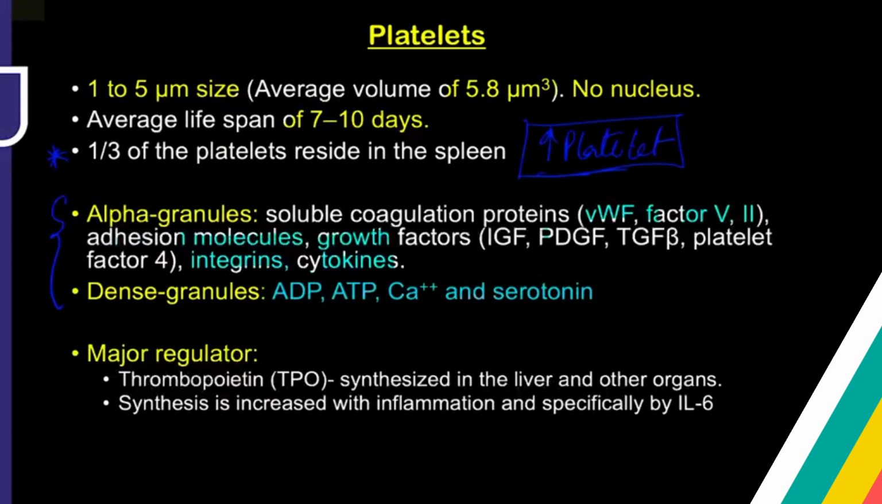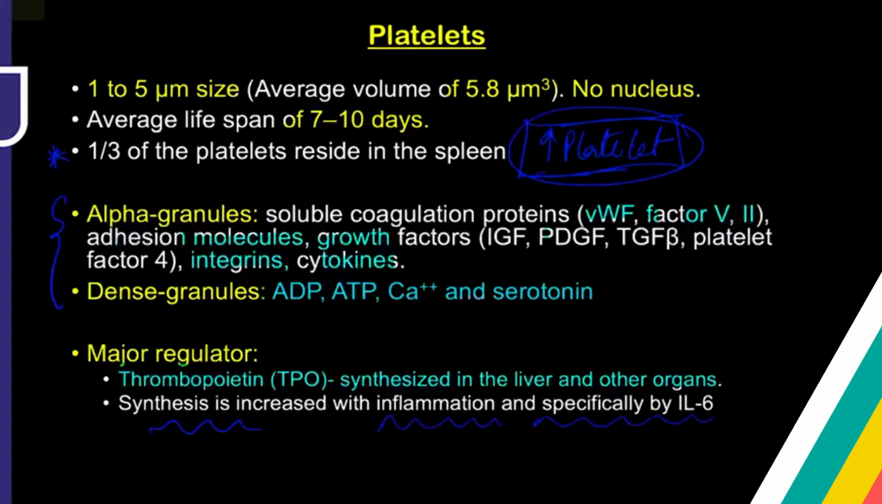This is important. The major regulator of platelet production is thrombopoietin, which is synthesized in the liver and other organs. And this synthesis of thrombopoietin increases in the presence of inflammation and specific interleukins like interleukin 6. That's why you know that whenever there is infection or inflammation going on in the body, or interleukin 6 level is high in the body, then the platelet count is going to rise or thrombocytosis will happen.